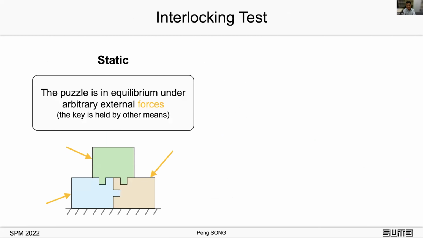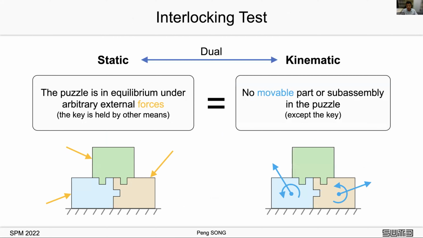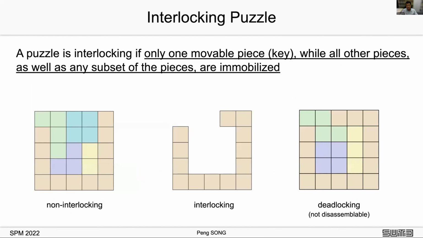We know that a puzzle is interlocking if it is in equilibrium under arbitrary external forces. Here we define interlocking based on the statics. However, trying all possible external forces is infeasible in practice. Thanks to the static-kinematic duality, we can define interlocking based on kinematics. A puzzle is interlocking if there is no movable part or subassembly except the key. More precisely, an assembly of puzzle pieces is said to be interlocking if there exists only one movable piece, while all other pieces, as well as any subset of the pieces, are immobilized.